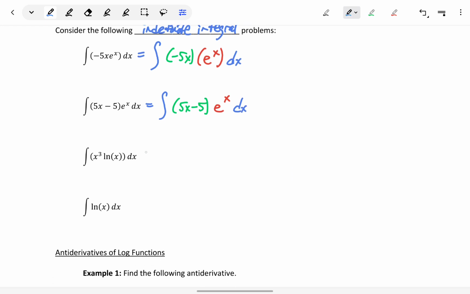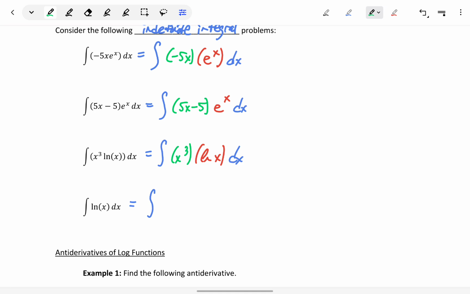In the third case, we're integrating the function x cubed times the function natural log of x dx. And in the last case here, we're integrating the function natural log of x dx, which doesn't immediately jump out to us as being the product of two functions.